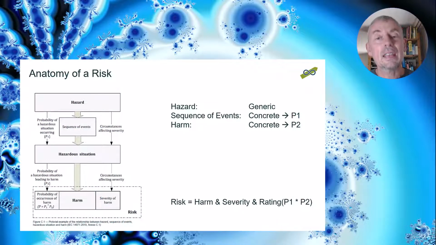So that's about the anatomy of a risk. It comes from somewhere, it has to be concrete, and it has a probability and a severity. Pretty easy so far. So let's go to the next step.